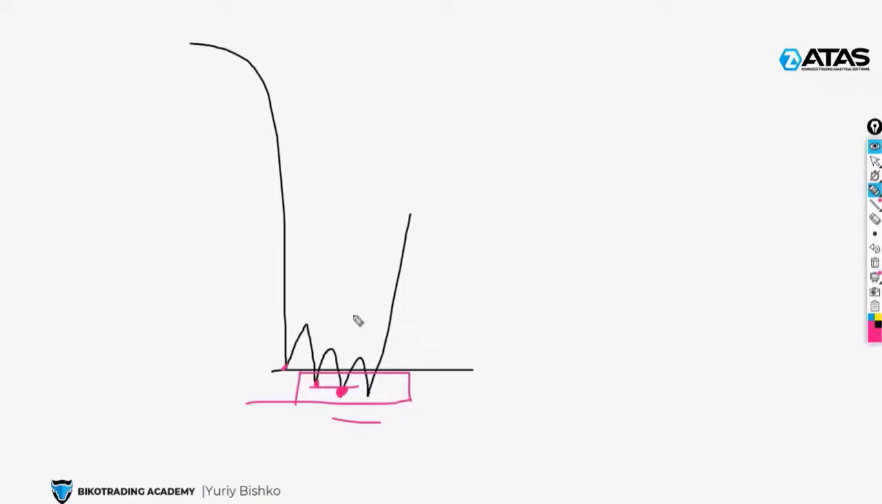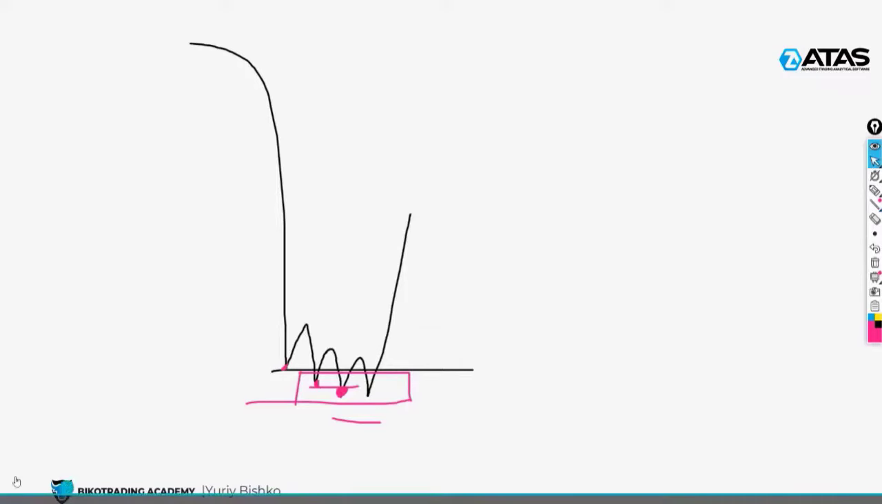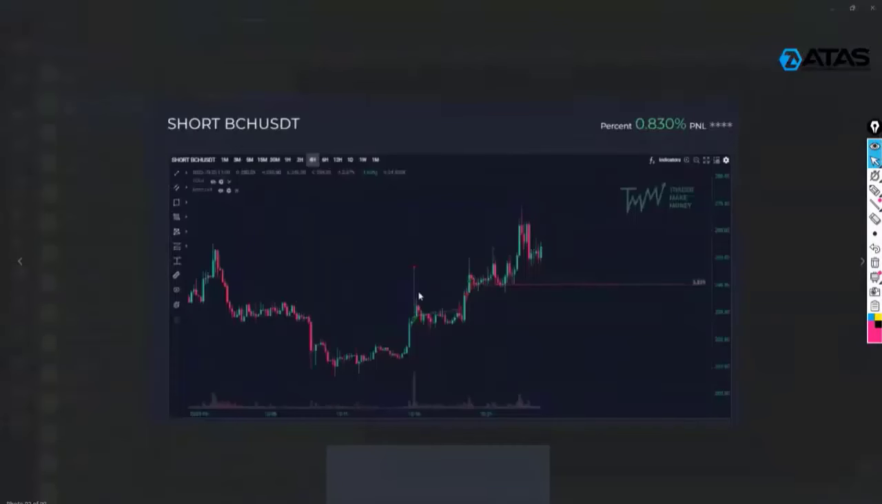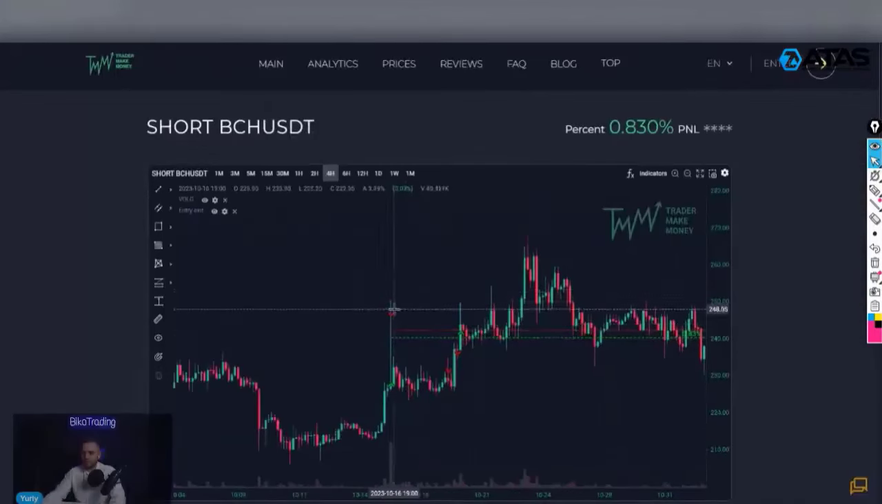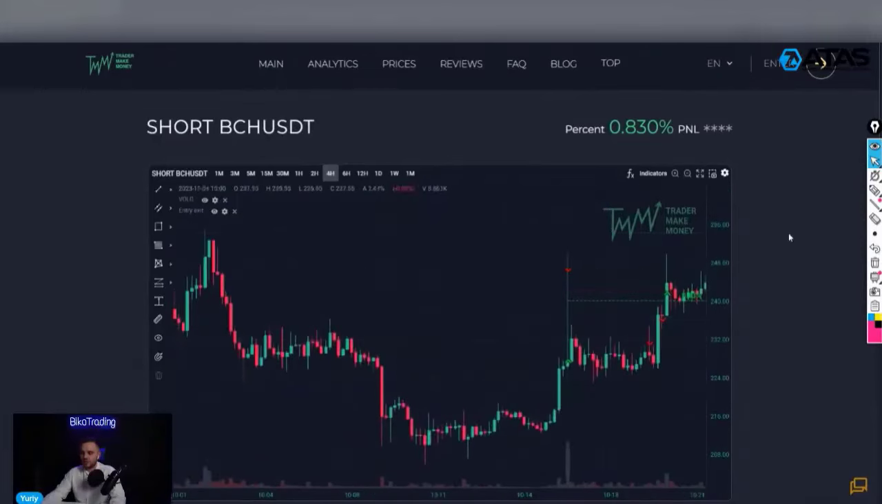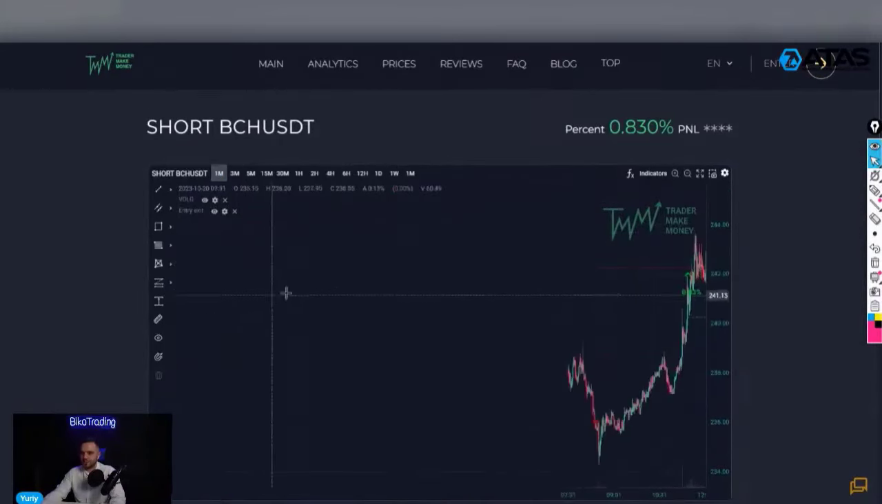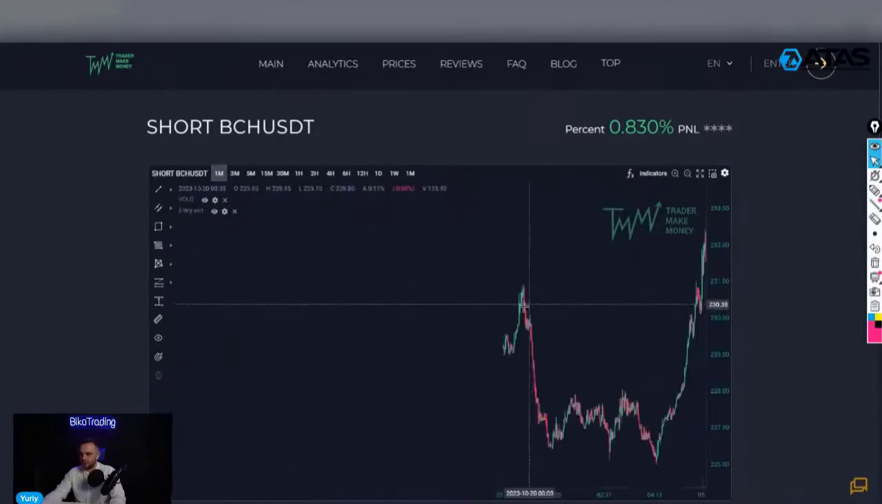Let me show you examples of the three situations. First one, this is Bitcoin Cash. As you can see, it is the first scenario. Let's open the 1 minute candle. What you would see here.